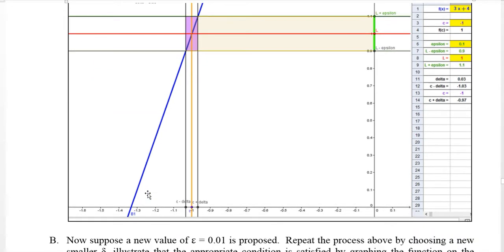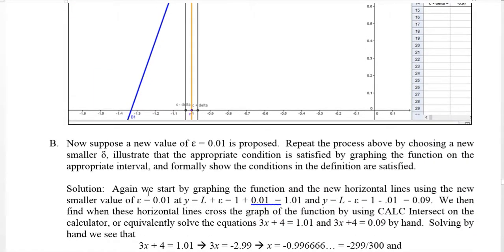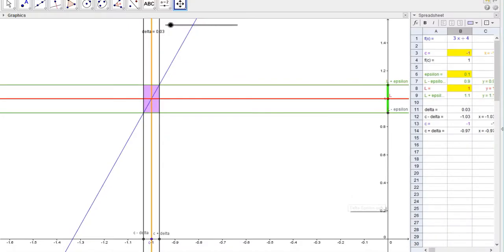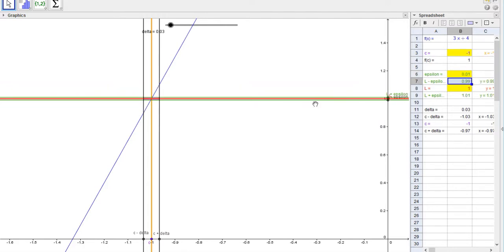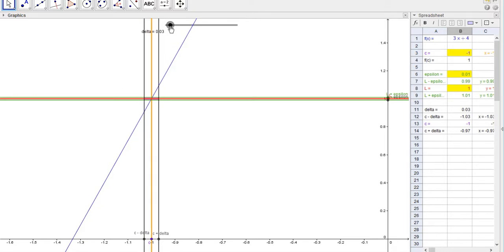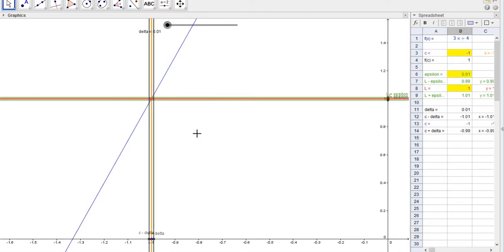And again, there's an illustration. Now what if we want to make a smaller epsilon, 0.01, a smaller epsilon? Well, now with the delta that we have, this thing is sticking out the top and bottom, so it's not a good delta anymore. We need to make a smaller delta.